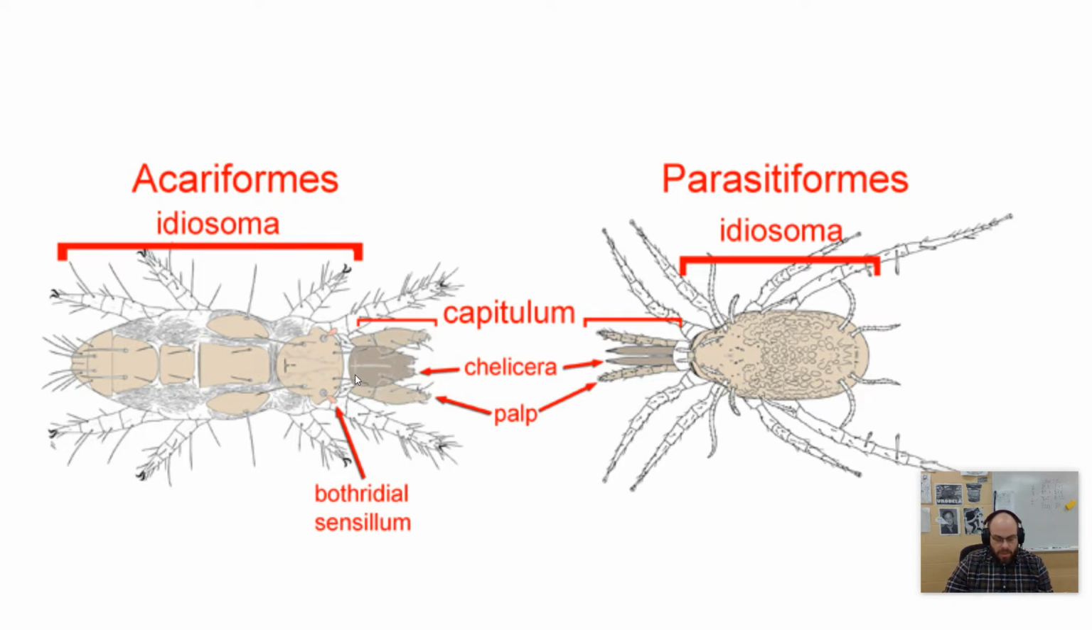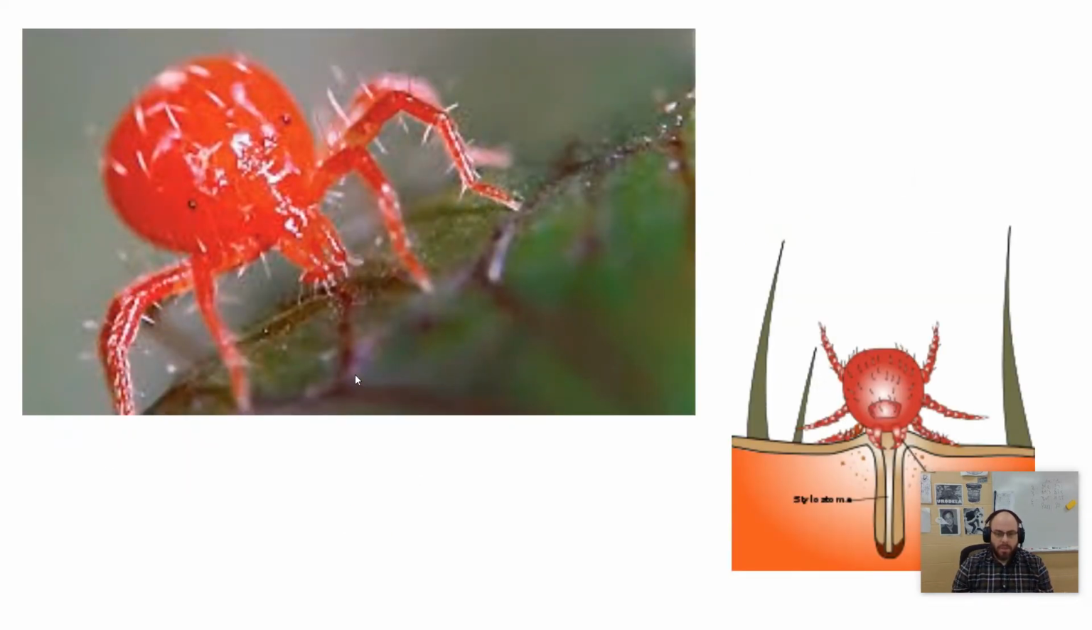Most of them are parasitic, with some free-living species, not very many. They can also be parasites to plants too, so it's not just a human or mammal thing. They can cause irritation and can feed on human tissue. Here's an example of a chigger. You've probably all heard of chiggers. This is a chigger that is biting you.